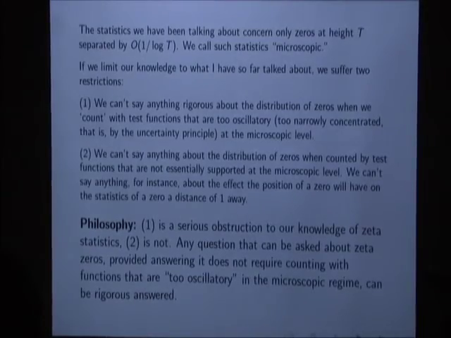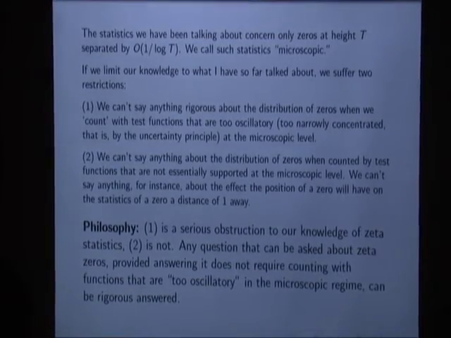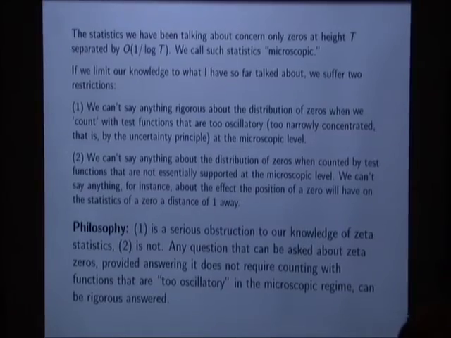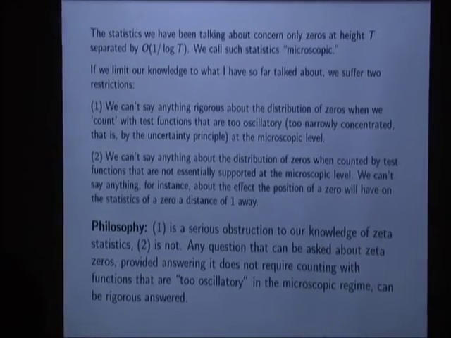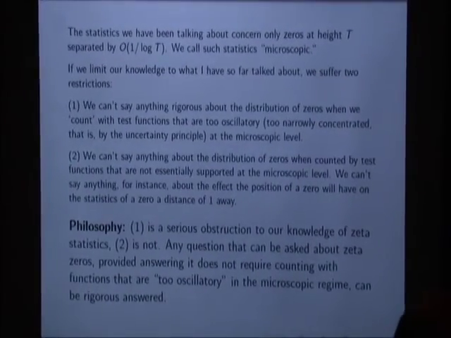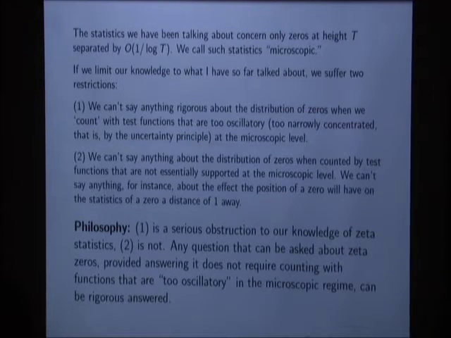But the second restriction, even though I haven't said anything about the location of zeros farther away yet, is really not that serious a restriction. So any question that you can ask about the zeta zeros, provided answering it doesn't require counting with functions that are too oscillatory, can be rigorously answered, at least as long as you assume the Riemann hypothesis. So I'll try to elucidate this with a few examples.